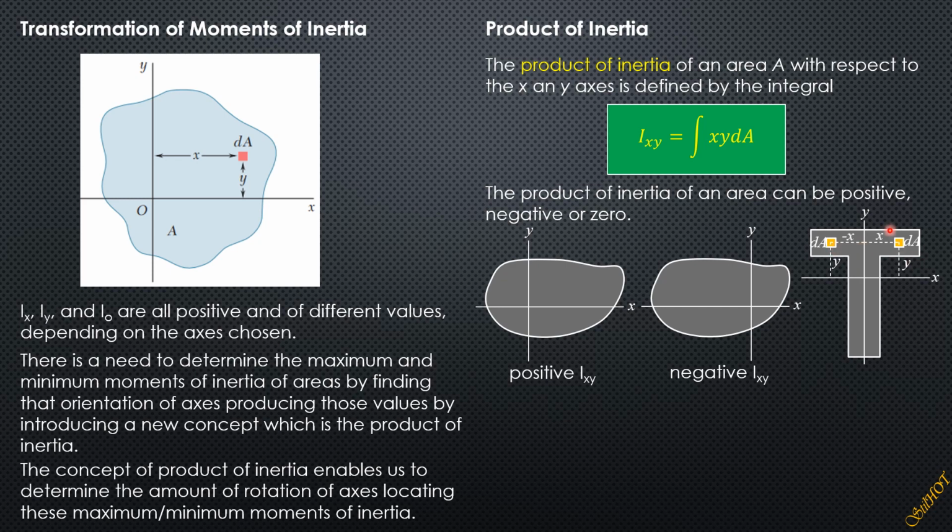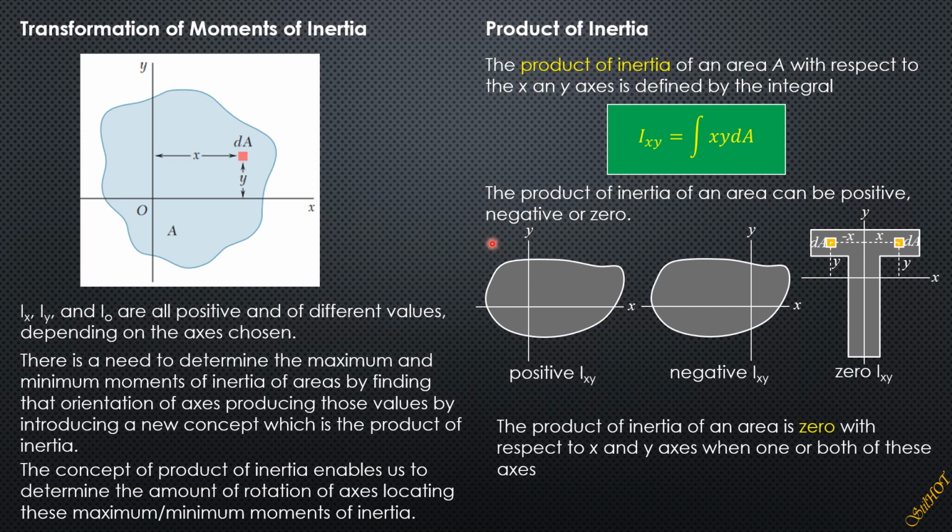So the product of inertia of a section with respect to axes x y through the centroid, when one of the axes is an axis of symmetry, is zero, even if both axes are symmetrical with respect to the area. So the product of inertia of an area is zero with respect to x and y axes when one or both of these axes are axes of symmetry.